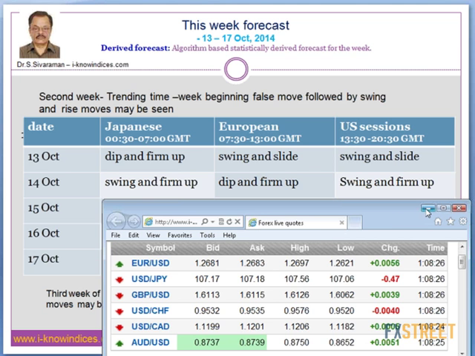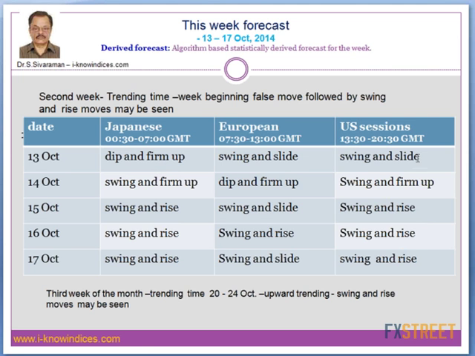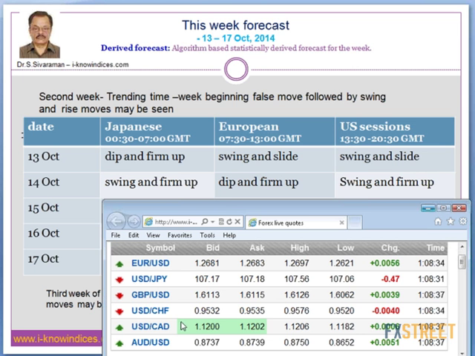So in that, they are expected to make the week beginning false move followed by the gaining moves in the case of Euro and GBP. And also in the case of USD and USD CHF, as I explained the forecast for this till end of the year, they will gain the levels in the case of Euro and GBP, and also USD and USD CHF, and also in the case of USD CAD and Australian dollar will be showing the wide range swings from 86.50 to 88.50 levels.